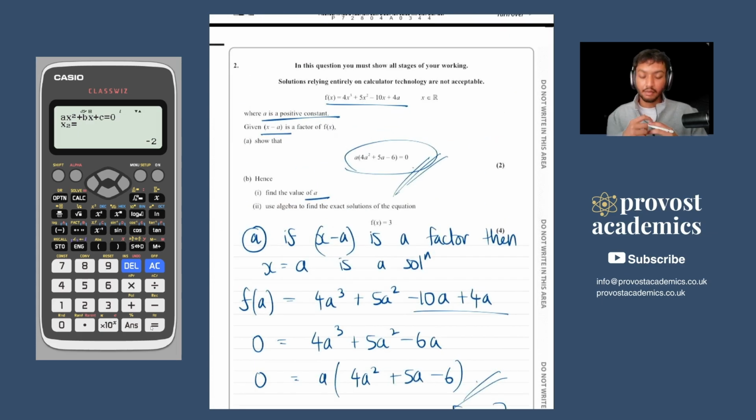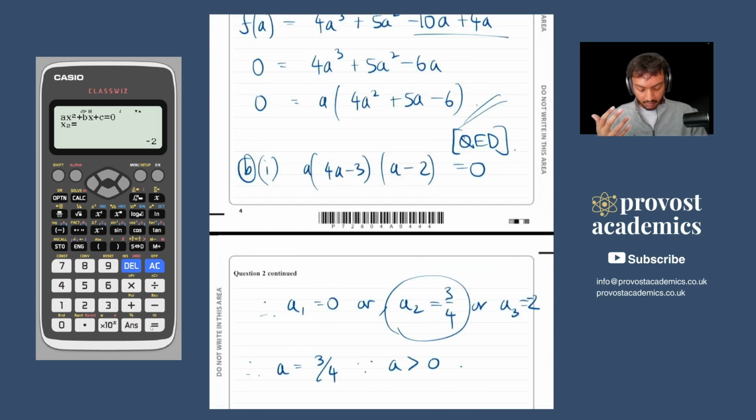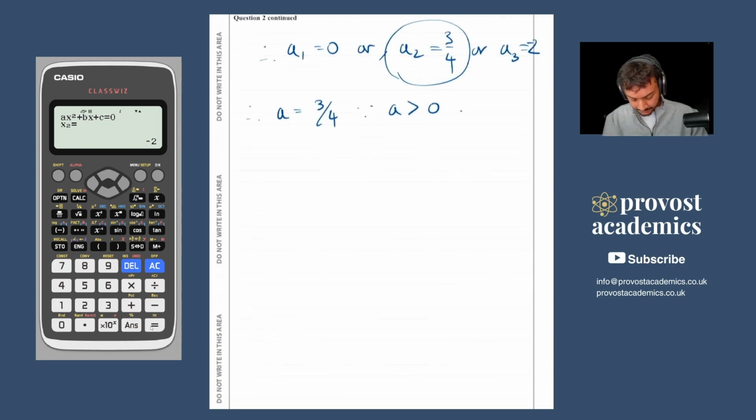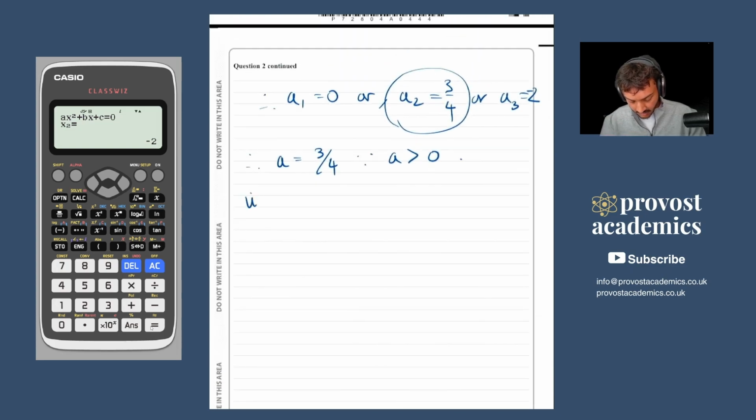Now, the second part of the question says, use algebra to find the exact solution to the equation where f of x is equal to 3. Okay, so now that we know what the value of a is, which is 3 over 4, we can sub that value in here so we can find what the actual equation of f of x is. Sorry, so this is part 2.